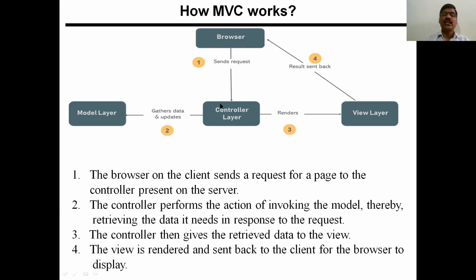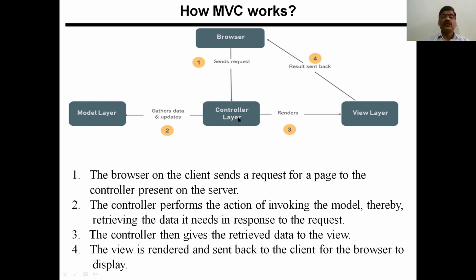Now the controller layer performs the action of invoking the model. So, the user requires some data, and that request will be forwarded to the model layer. We want to gather the data, and whatever updates you want to perform in the databases, you can do the updates here and you can gather the data. That is the second step. The controller performs the action of invoking the model, thereby retrieving the data it needs in response to the request.